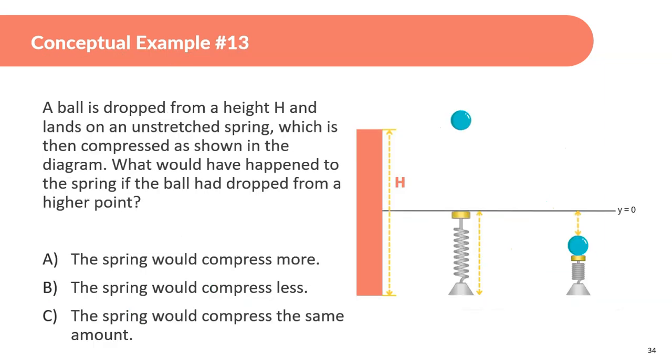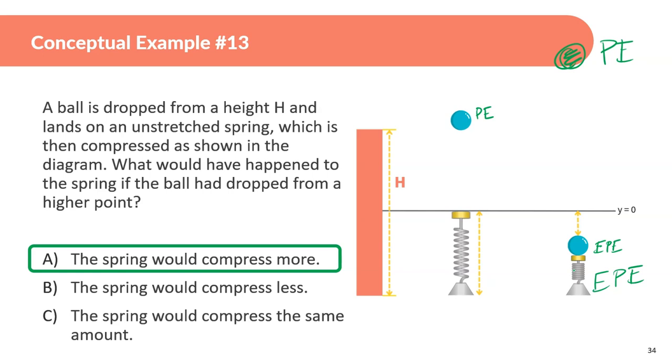Alright, number 3. A ball is dropped from a height h and lands on an unstretched spring, which is then compressed as shown in the diagram. What would have happened to the spring if the ball had dropped from a higher point? A, the spring would compress more. B, the spring would compress less. C, the spring would compress the same amount. Well, what's essentially happening here is all the potential energy is turning into elastic potential energy. So if the ball was higher, there'd be more potential energy, which would mean more elastic potential energy. And that would happen if it compressed more. So it would be A.